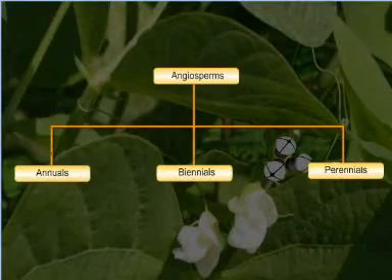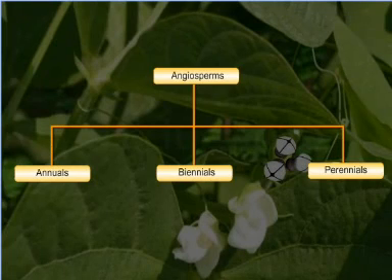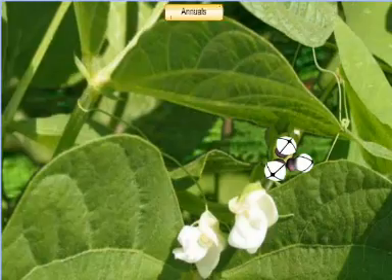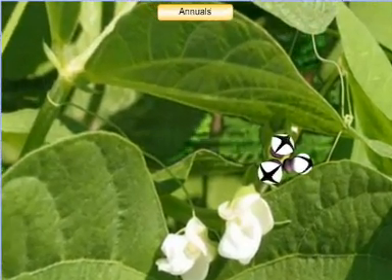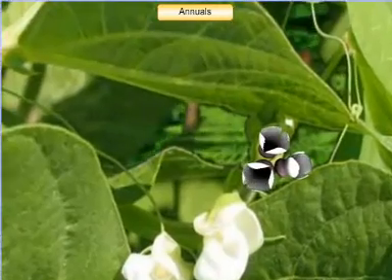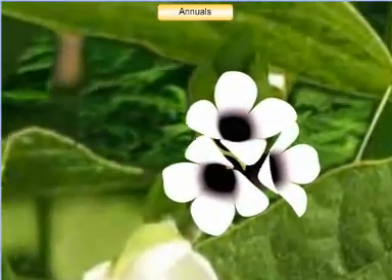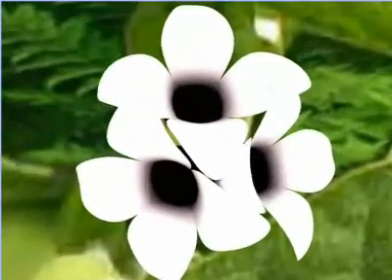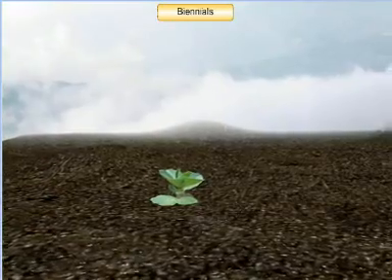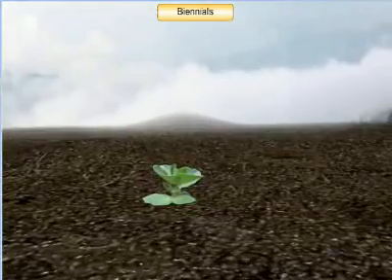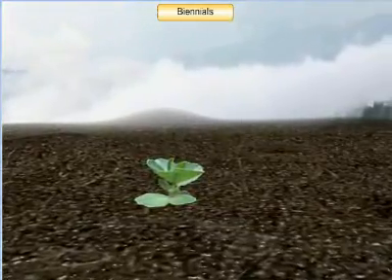On the basis of their lifespan, angiosperms can be classified as annuals, biennials, and perennials. Annuals include herbs that complete their growing cycle, growth, flowering, and death within the same season, such as beans. Biennials, on the other hand, include herbs which complete their growing cycle in 2 years.